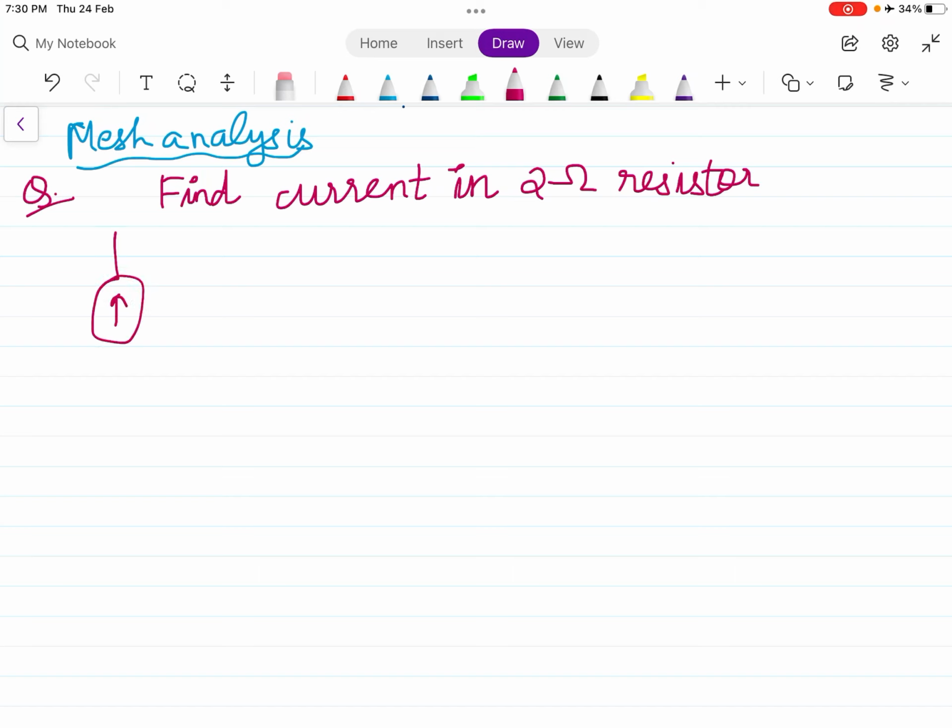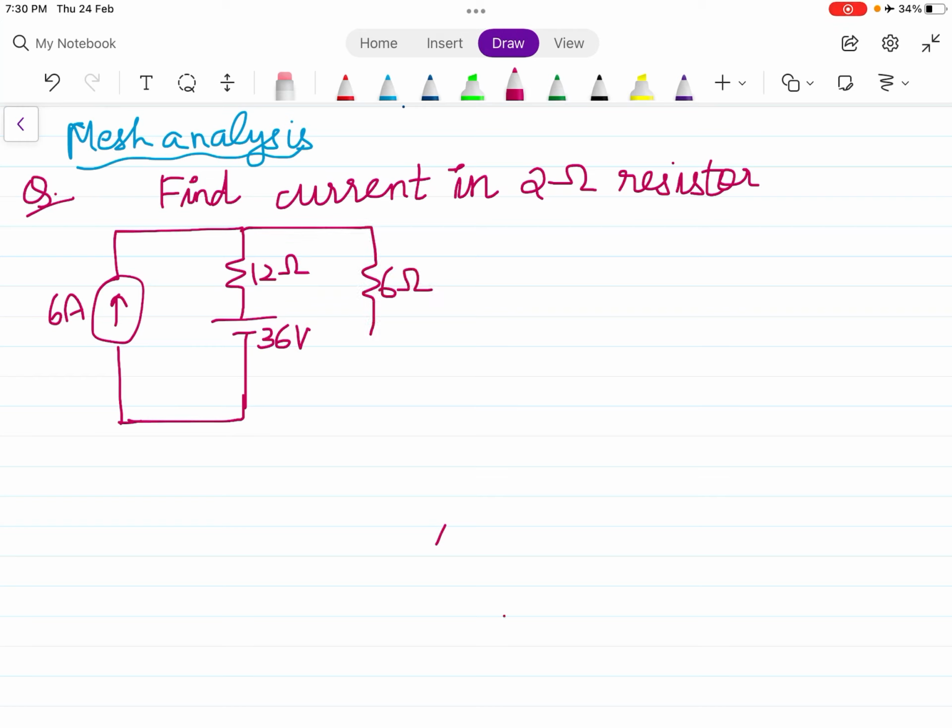So this is given as 6 ampere. This is 12 ohms. This is 36 volts. Then this is 6 ohm. This is 3 ohm. This is 2 ohm. This is 9 volt.